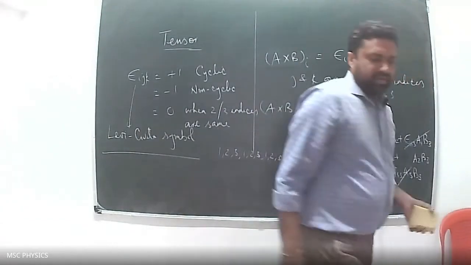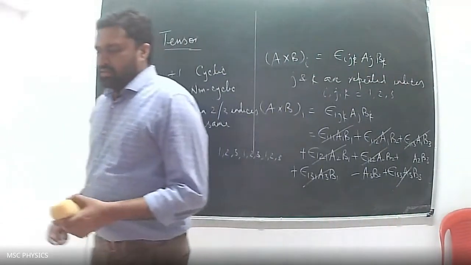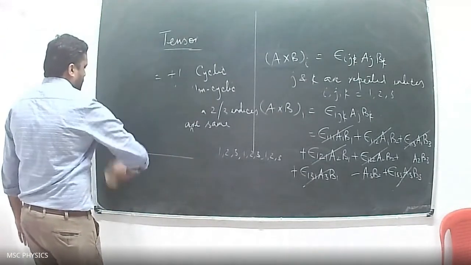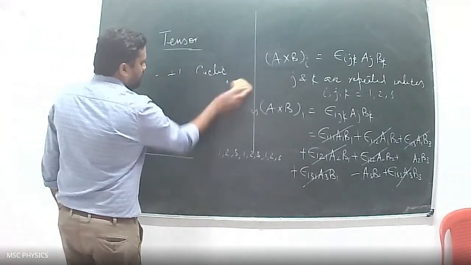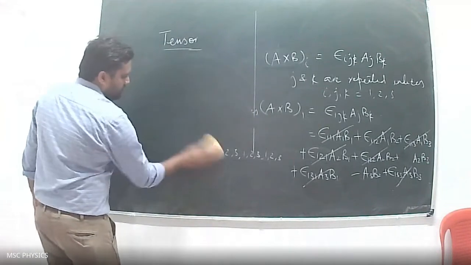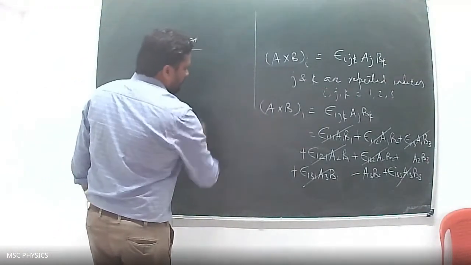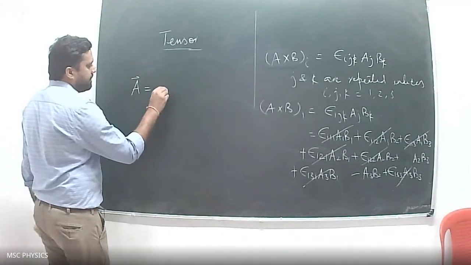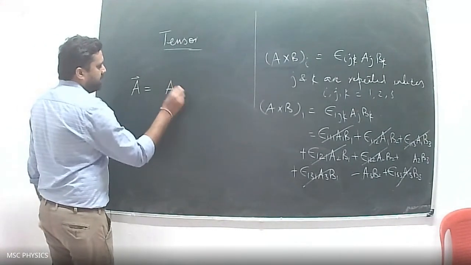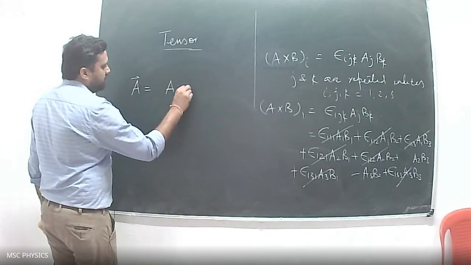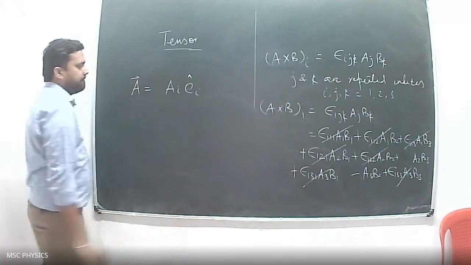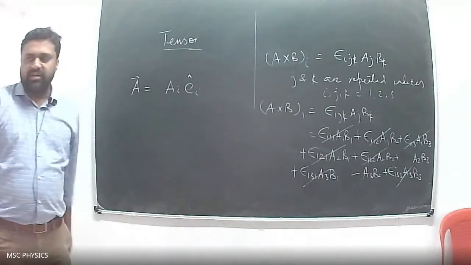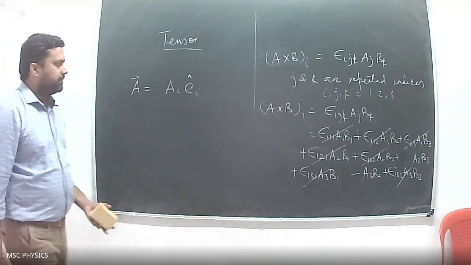So this is how you can write the vectors and their dot and cross product in the indices form. If you want to write a vector A in the index form, then it will be simply Ai Ei, and it will be repeated over all of them.